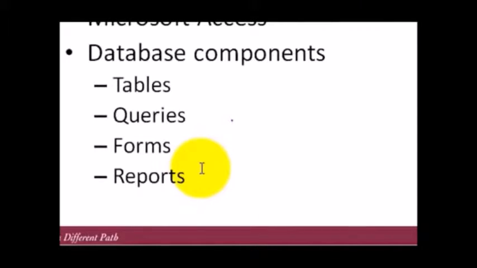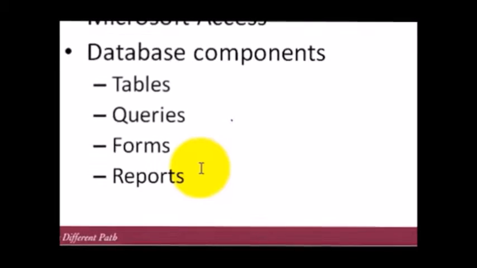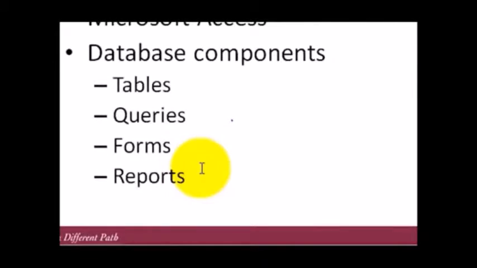And then the reports are the fourth component here, and those would be very similar to the output. They summarize the fields or records from a table or a query in an easy to read format. For example, that would be a report that you print out to give to your manager for the sales of that day.